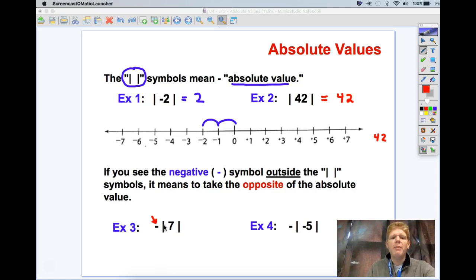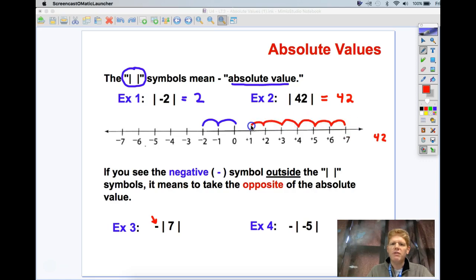We're going to take the opposite of the absolute value of 7. So in this case, let's first find the absolute value of 7. We start at 7 and we count our way back. 1, 2, 3, 4, 5, 6, and 7. So 7 spaces. So the absolute value of 7 is 7. And then we want to take the opposite of that, so we keep our negative sign. So the negative stays.